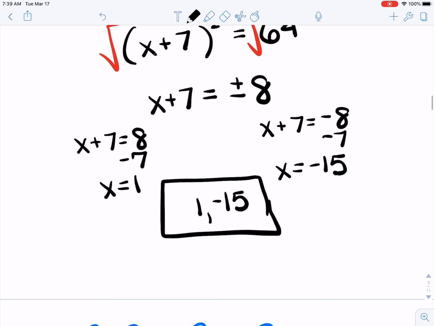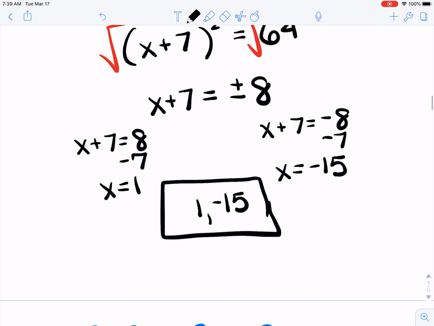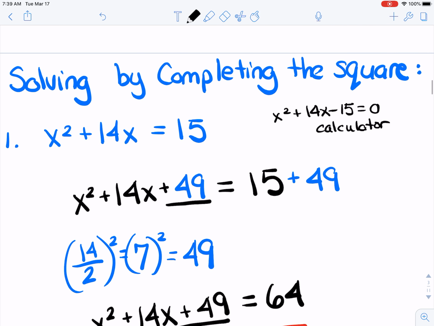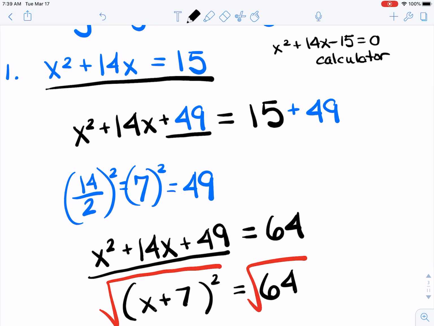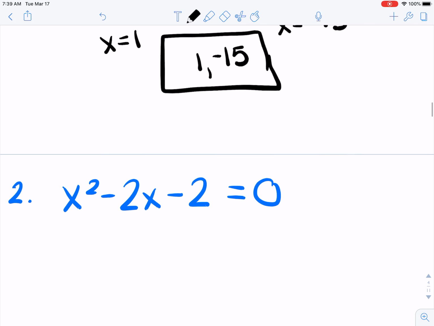To be honest, the easier way to check this would be to take the 1 and negative 15 and just plug it back into this original equation. Make sure you get that it checks out, and if you get the 15 on the other side, if it equals 0, if you leave it the way that it is, it all works out on both sides of the equal sign.